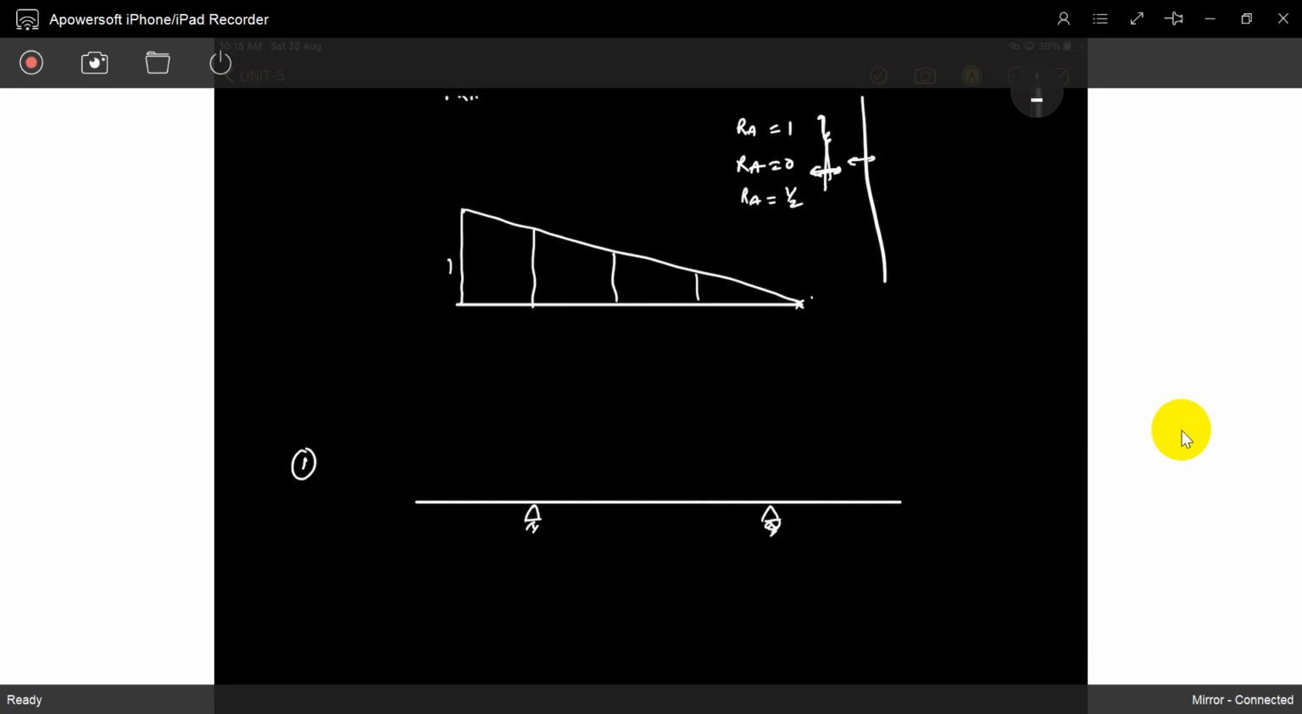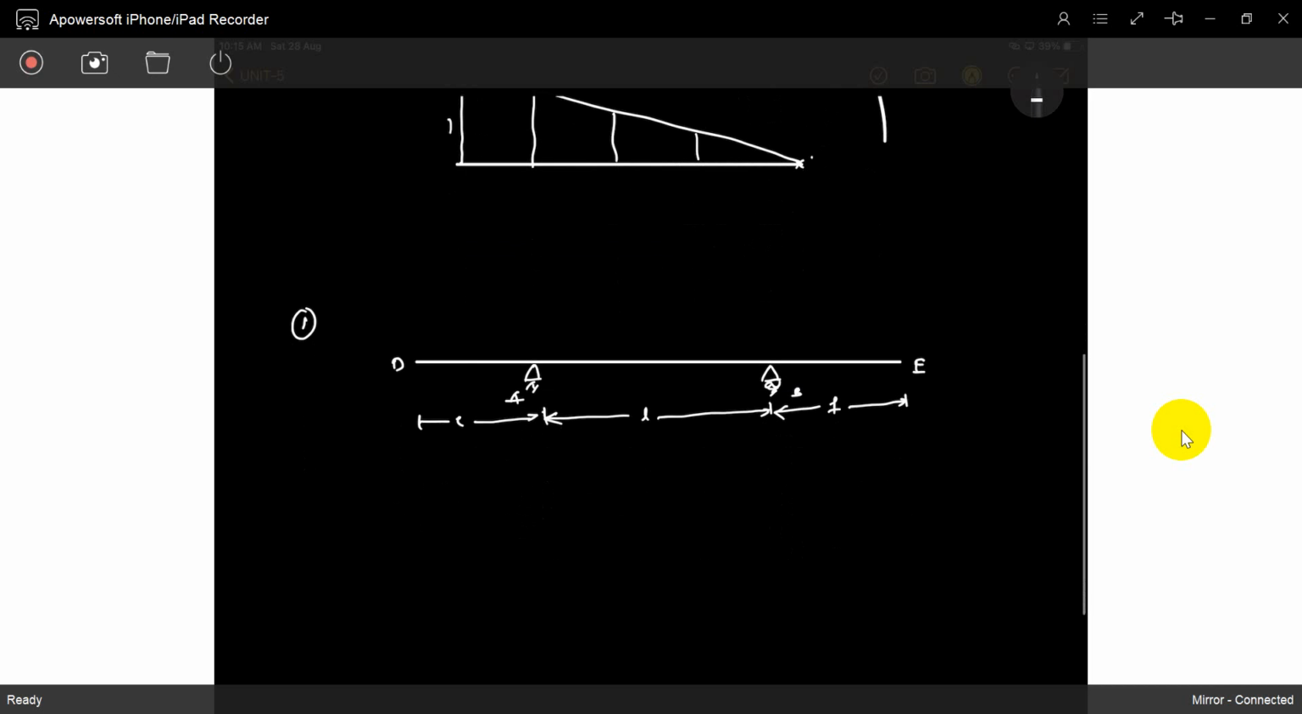Overhanging beam: it's A, it's B, its length is L. Its overhang lengths are F and E. So this is D, this is E, and we can take C as its center for the location of any one quantity. For C, a particular section, we have to draw the influence line for shear force and the influence line for bending moment. First we have to develop the ILD for RA.